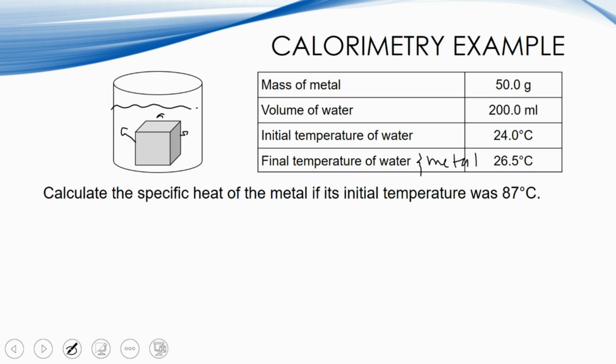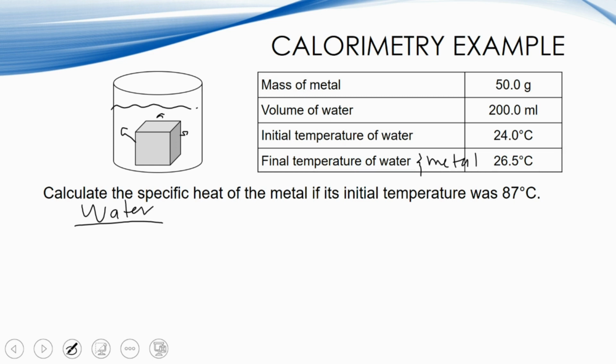This question is asking you to calculate the specific heat of the metal if the initial temperature of the metal was 87 degrees Celsius. So this is where we need to learn how to use a calorimetry idea. What's happening here is our understanding that whatever energy is gained by the water must be the same energy that was lost by the metal. So the way we answer these types of questions is that we start with the water, because we have all of the information we need for water.